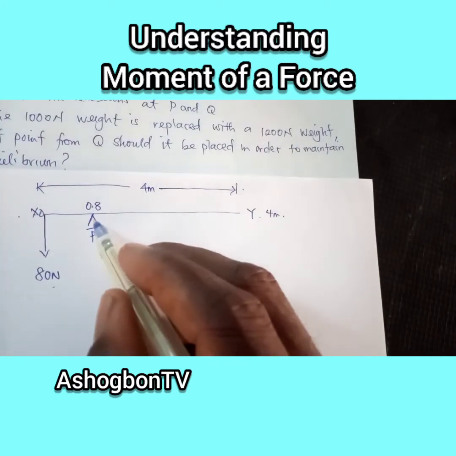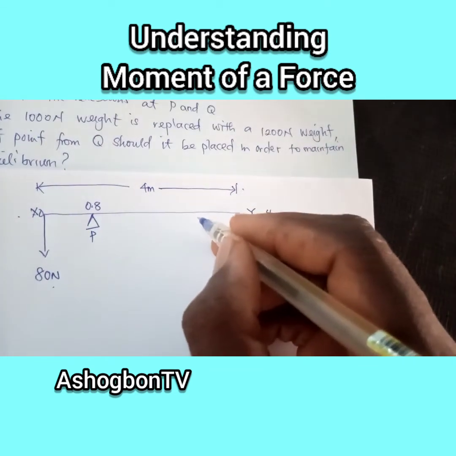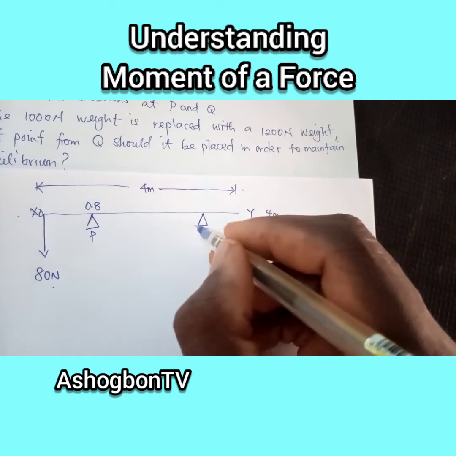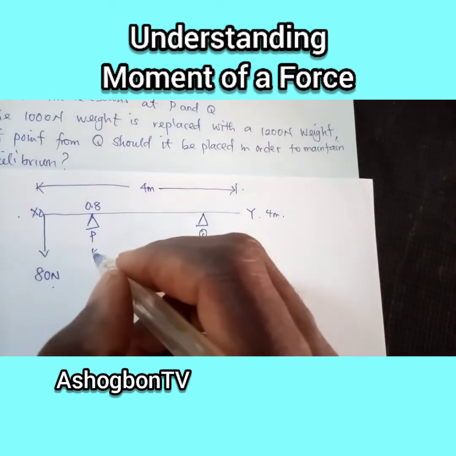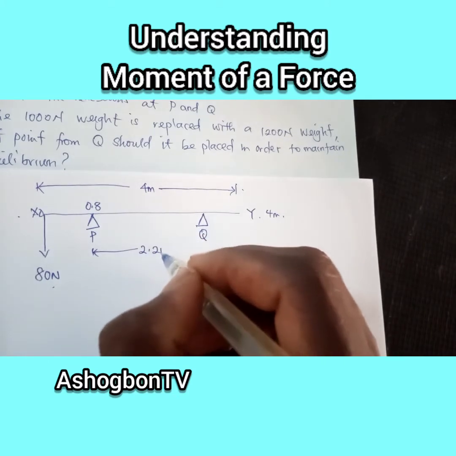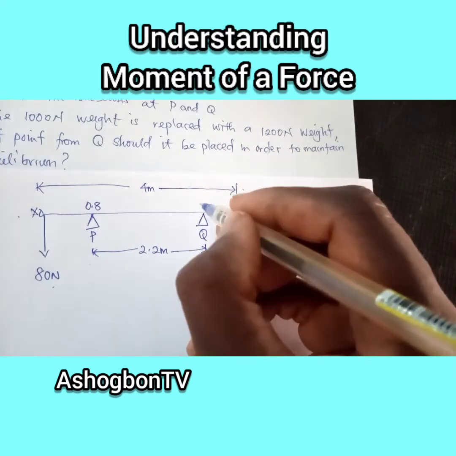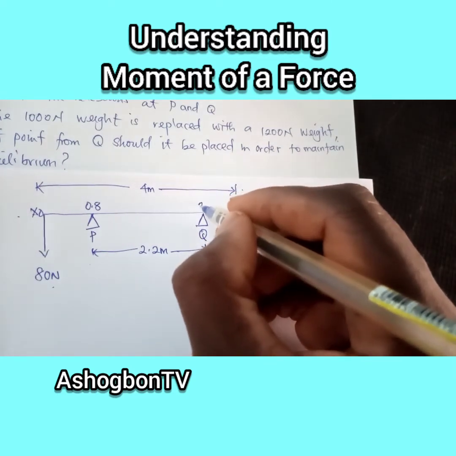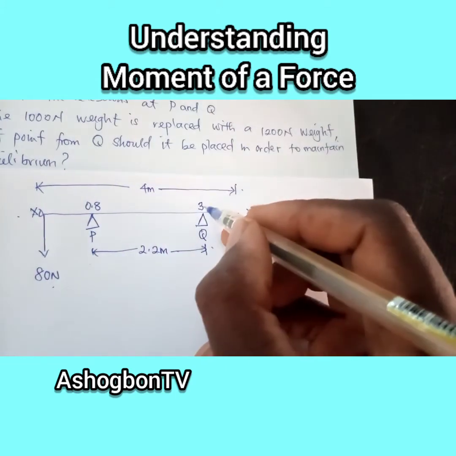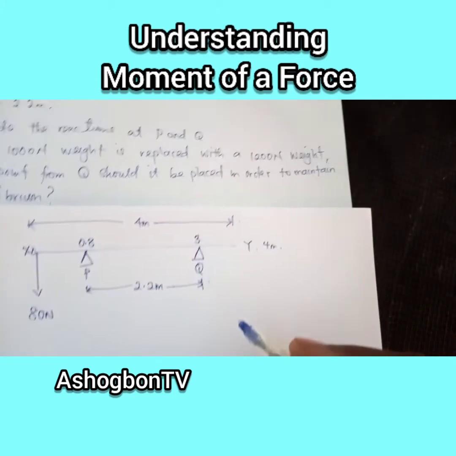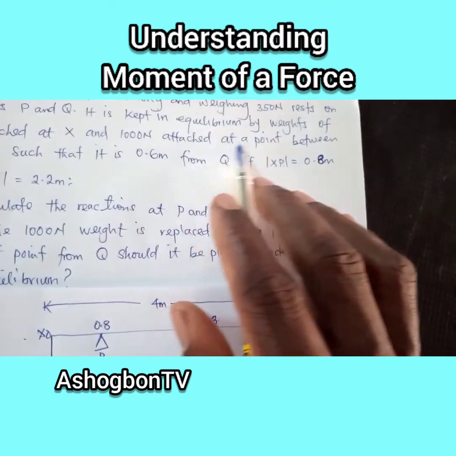We have P. We're told the distance between P and Q should be somewhere here. Yes, put it somewhere here. So we have Q here, and the distance is 2.2 meters. So if the distance between them is 2.2 meters, this point is going to be 3. How do I get 3? It's 2.2 plus 0.8. You get 3 here.